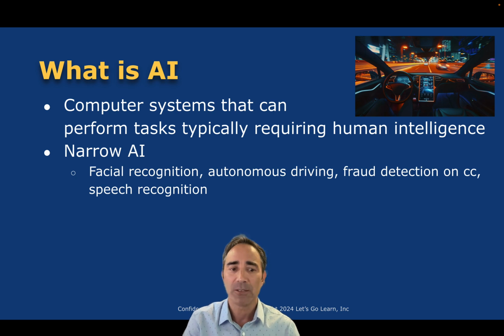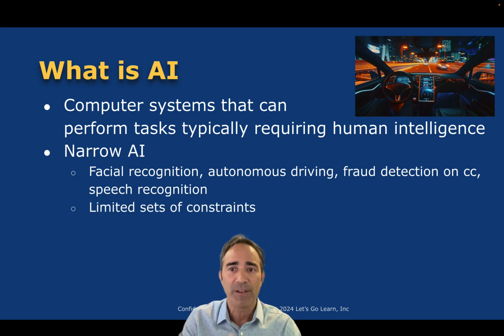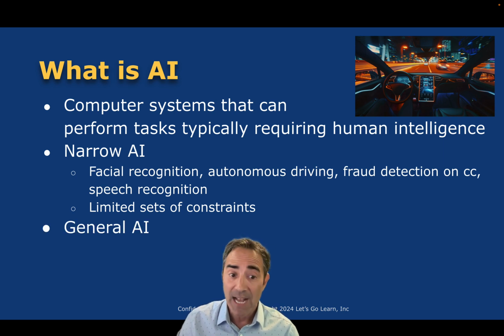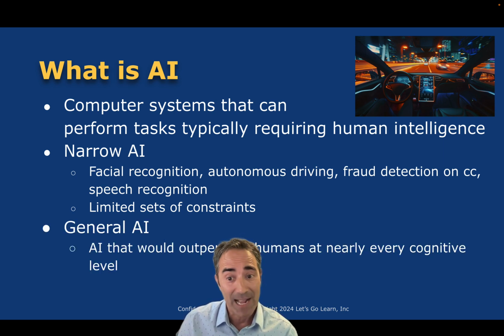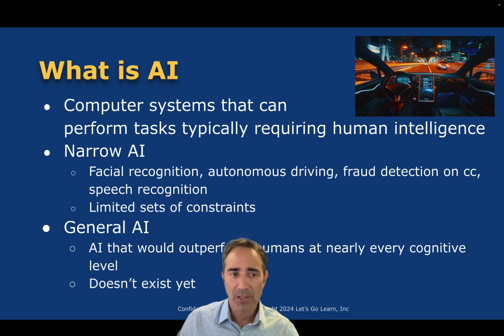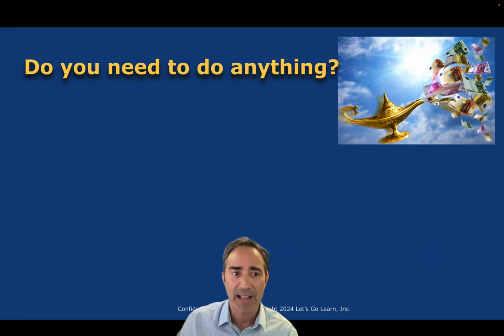People don't realize that. So narrow AI is really a limited set of constraints, and it does something very, very well. Now, general AI doesn't exist right now. That would be where AI was really better than a human at all levels. And right now, that does not exist. Okay? So that's a couple basics on the background of AI.